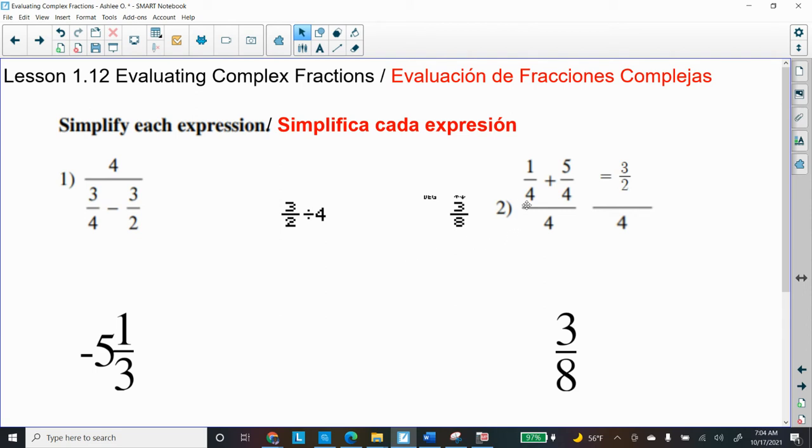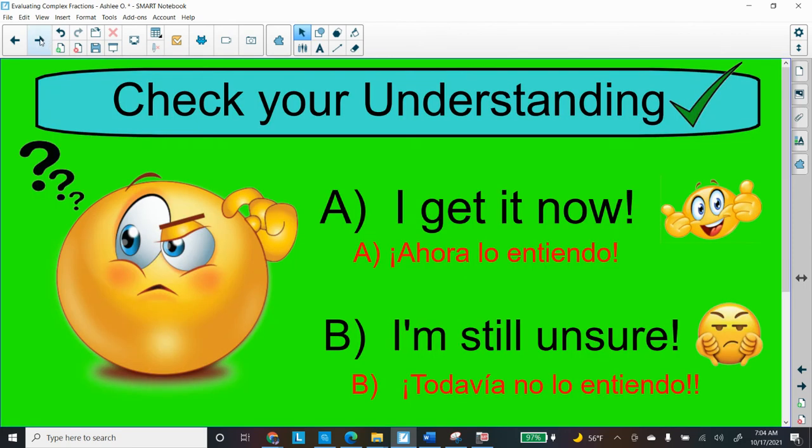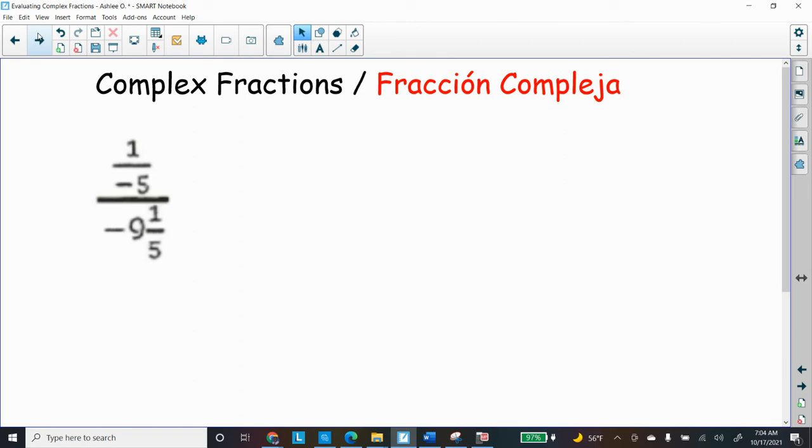So again, the key is work on the difficult part first to simplify that and get that smaller, and that way you can do your division of fractions a lot better. So I hope you understand what's going on. If you're not sure, rewatch the video, write down your questions, and bring them in, and we'll be glad to talk about them.